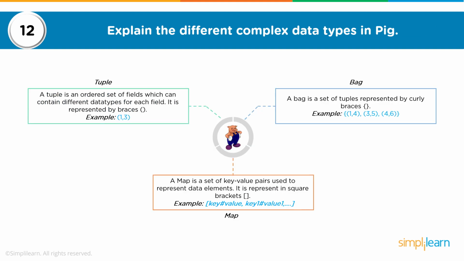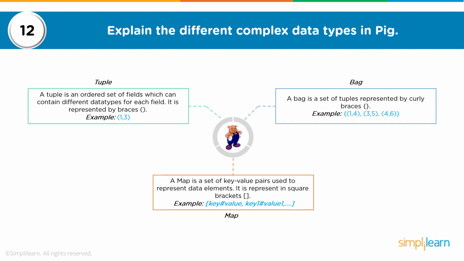Now, let's learn about different complex data types in Pig. Pig supports various data types. The main ones are tuple, bag, and map. What is a tuple? As you might have heard, a tuple is an ordered set of fields which can contain different data types for each field. So in an array, you would have multiple elements, but those would be of the same type. A list can also have different types. Your tuple is a collection which has different fields and each field can be of a different type.